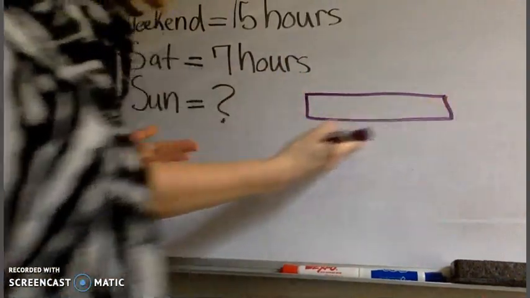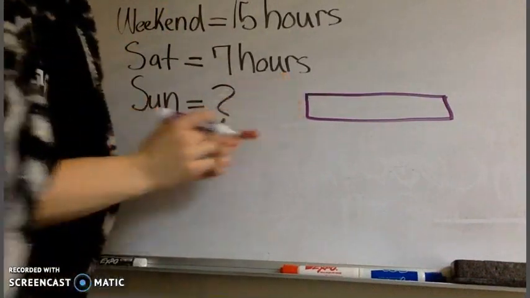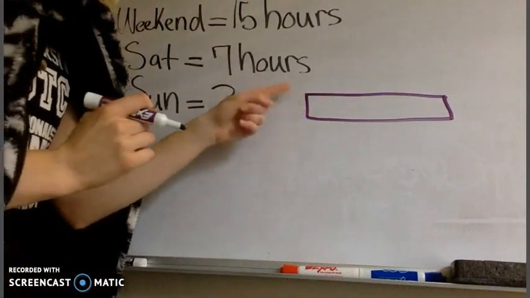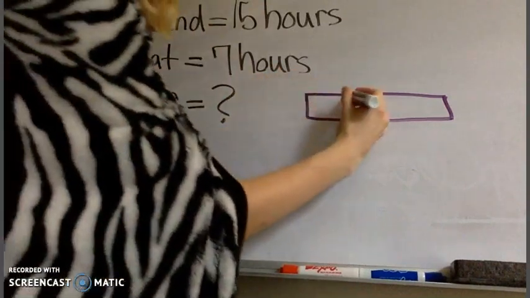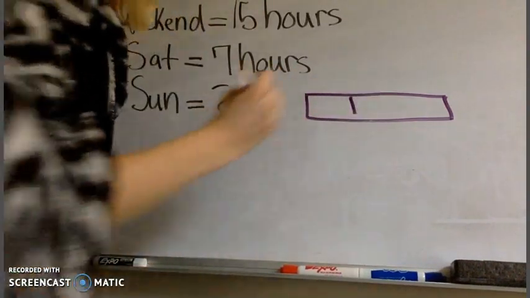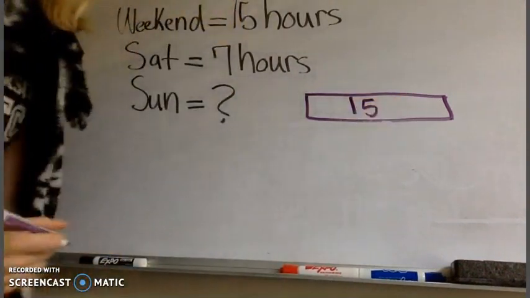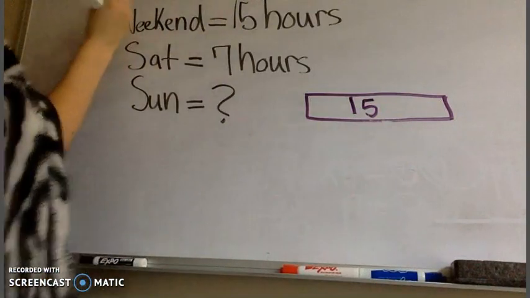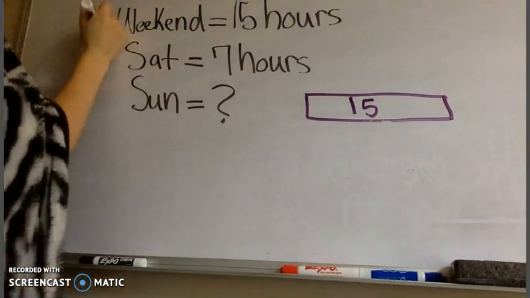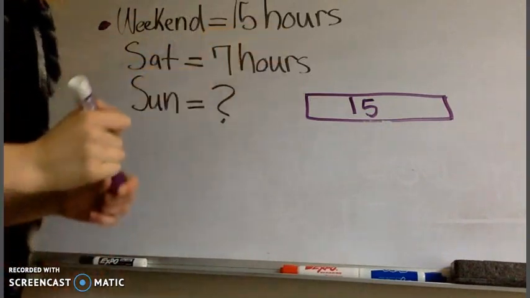It is a pretty purple rectangle, and I'm going to designate this as our total part of our picture. So by total, I mean if Miss Raycamp played Fortnite for 15 hours over the weekend, that is the total amount of time that Miss Raycamp played Fortnite. So I'm going to color code this so we can follow. Weekend, 15 hours is our total.